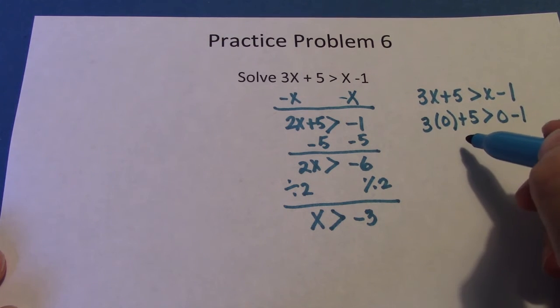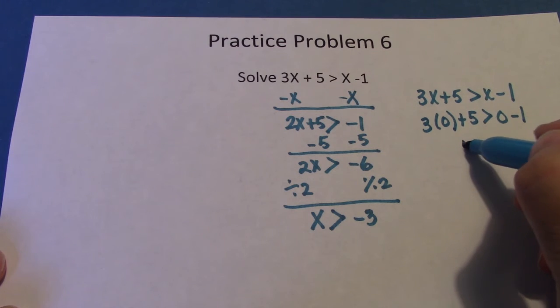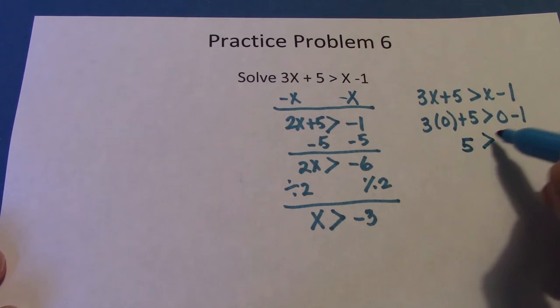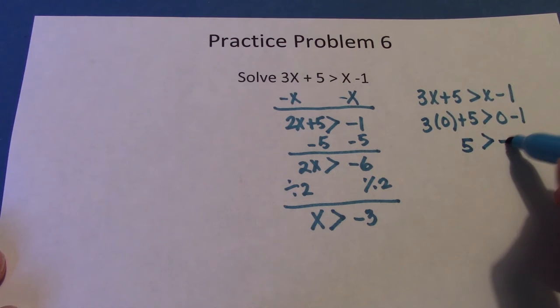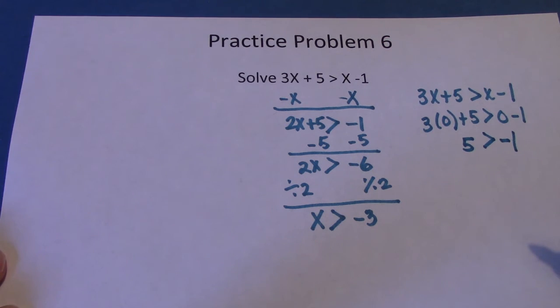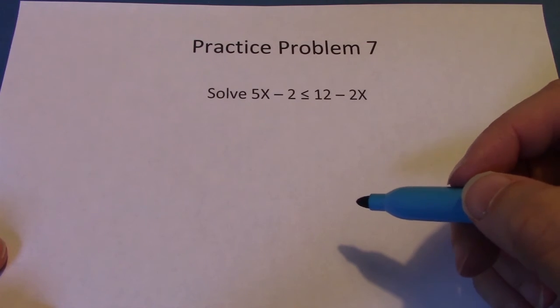3 times 0 is 0. Plus 5 is just 5, greater than 0 minus 1, which is negative 1. And indeed, 5 is greater than negative 1. Here's practice problem number 7.